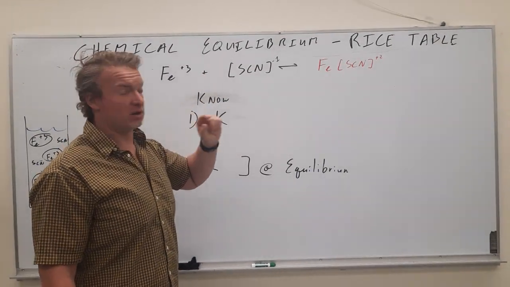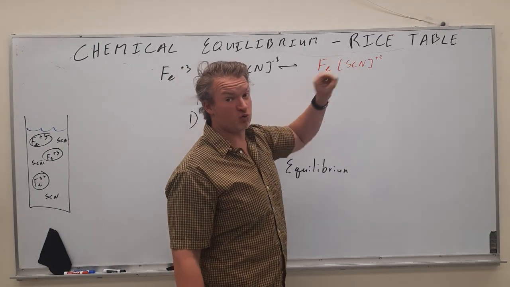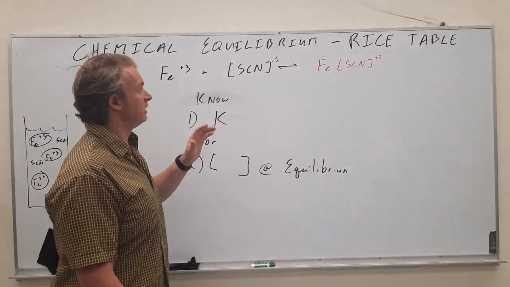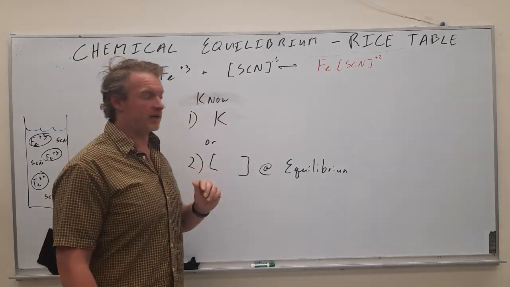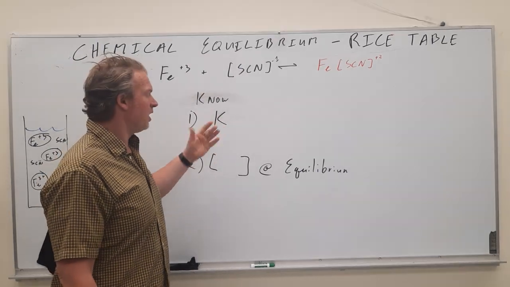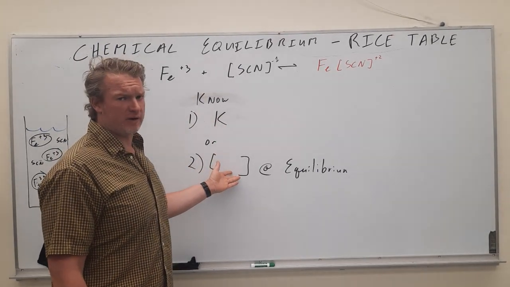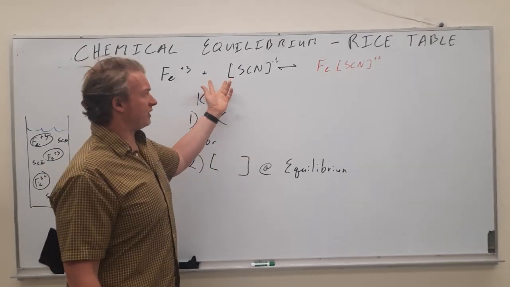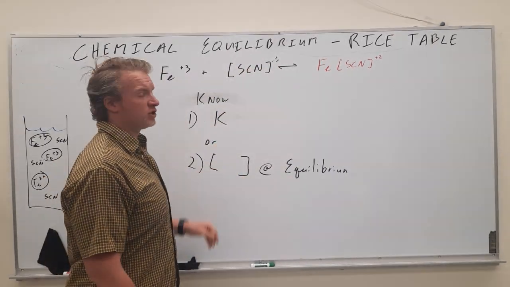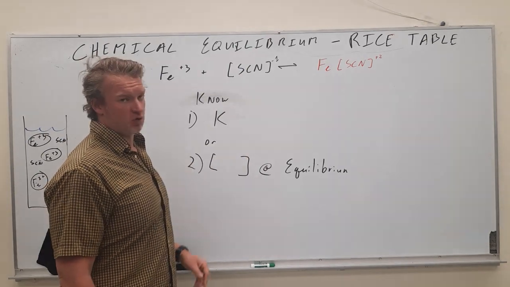This is a fairly long video about chemical equilibrium. In particular, I want to hit this point about how to use a Rice table. Just very simply, when to use a Rice table: if you need to know the value of capital K, or if you want to know the molarities of reactants and products at equilibrium. Those are two instances you would be using a Rice table.